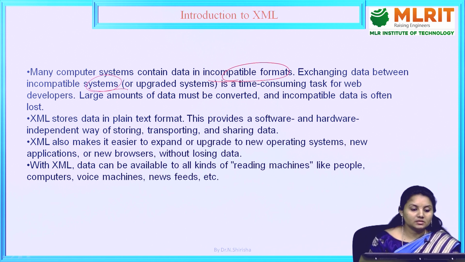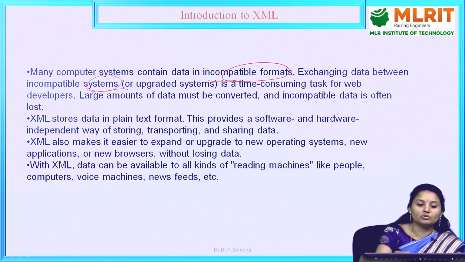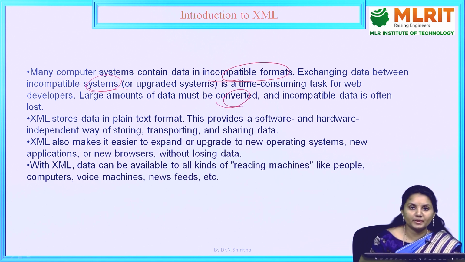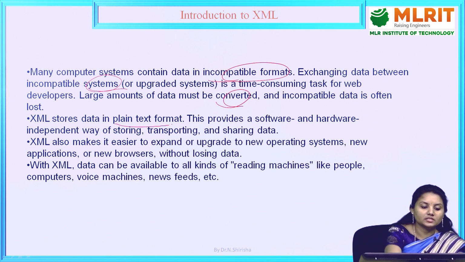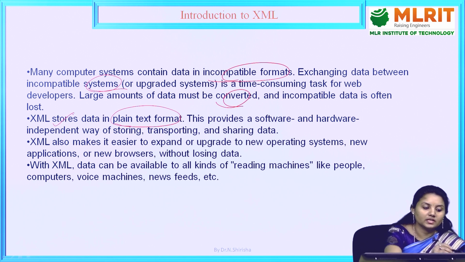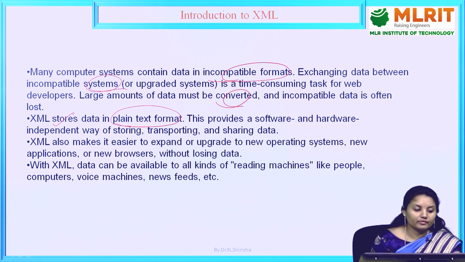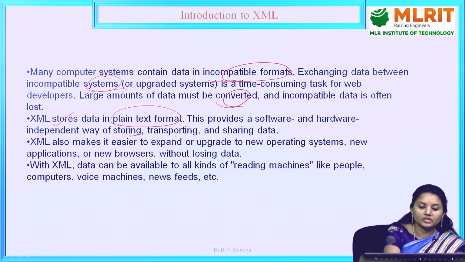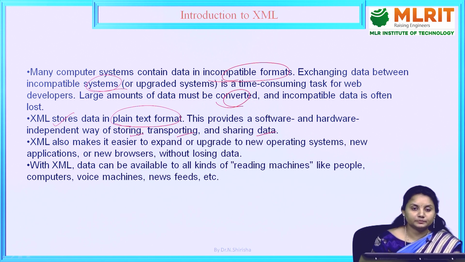The beauty of XML is that large amounts of data otherwise must be converted from the traditional data in incompatible systems. With XML, there is no need to convert that; we can just transmit the data in plain text format, where it is stored. It provides software and hardware independence for storing, transporting and sharing the data. I'll show you one example of how a simple message is transmitted between two users.